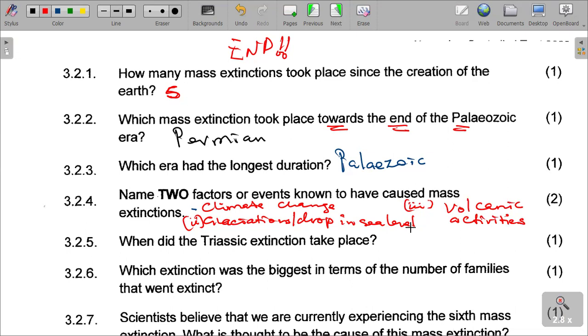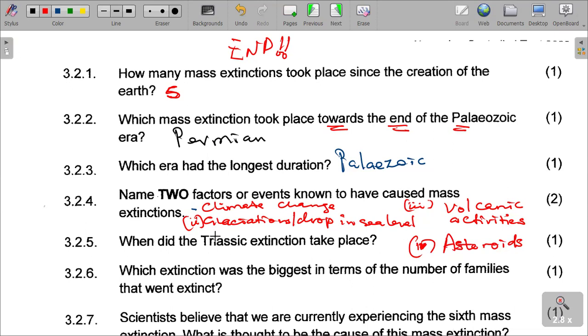And then we can also talk about the asteroids as number 4. So these factors are responsible for causing mass extinction. These are factors that can cause mass extinction: climate change, glaciation, drop in sea level, volcanic activities, and also asteroids. Asteroids can also cause mass extinction.